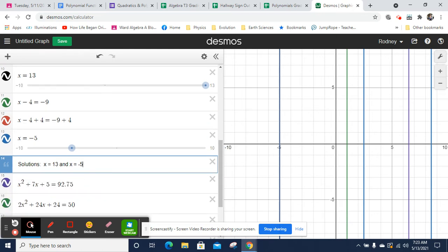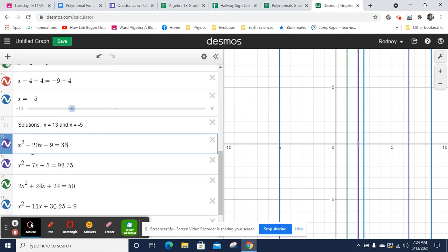Okay, I'm going to pause. I'm going to get you another example to work through. Okay, I've created another example here. So x squared plus 20x minus 9 equals 35.